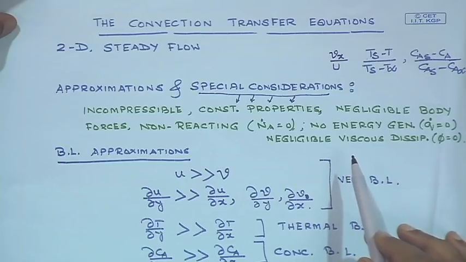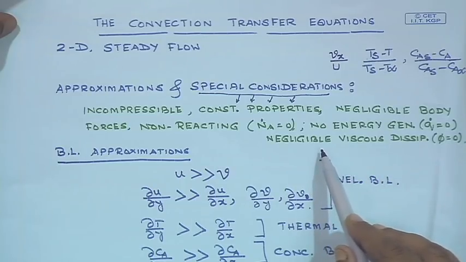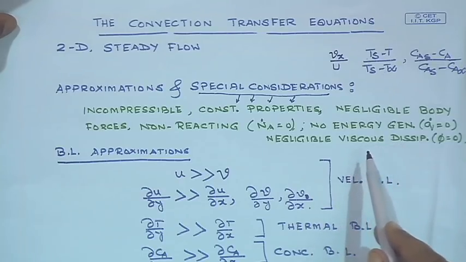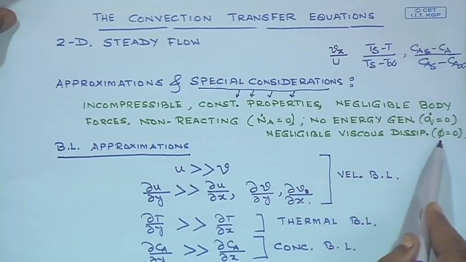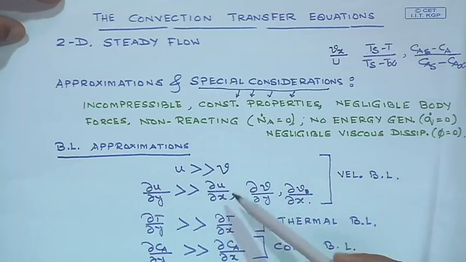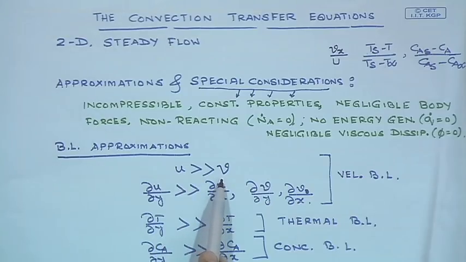And since it is mostly a low velocity forced convection system, the viscous dissipation, which arises only when the velocity gradient or the velocity itself is very high, is also negligible, and therefore, the dissipation function phi that we have defined in case of energy transfer would also be 0. The approximation that we have used for velocity boundary layer is that the axial component of velocity is very large compared to the component of velocity which is perpendicular to the direction of flow.